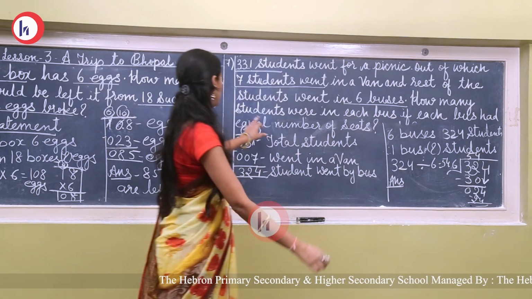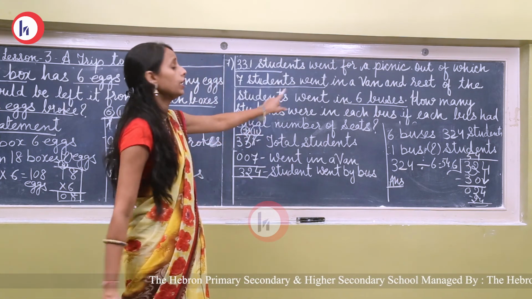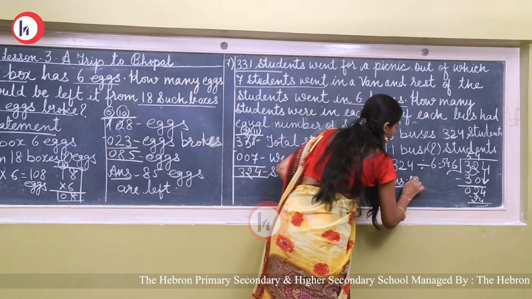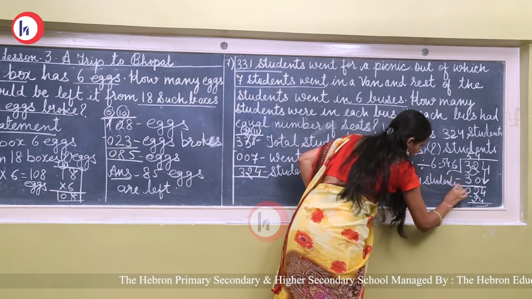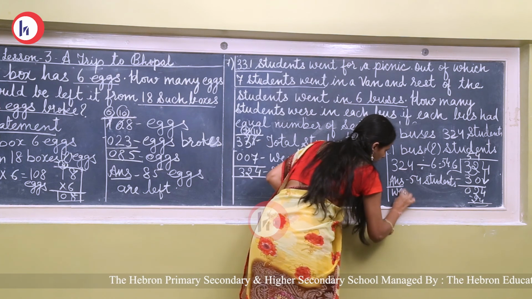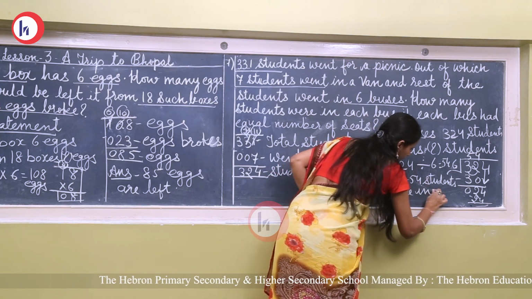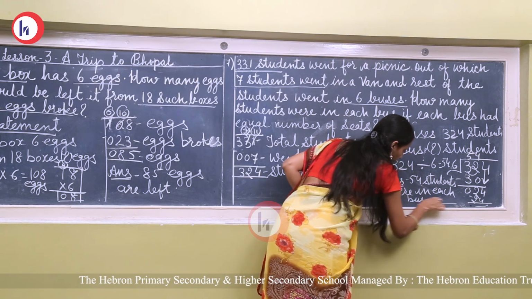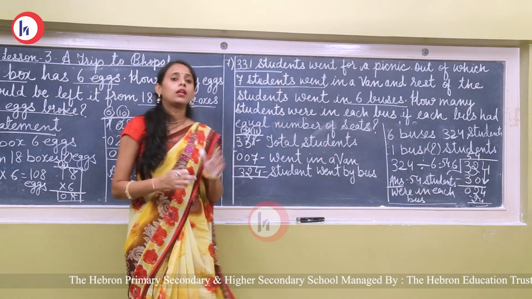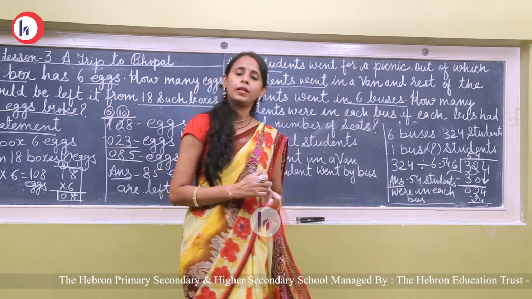Now see the question, how many students were in each bus? So 54 students were in each bus. Okay students, now here we have completed our chapter number 3.